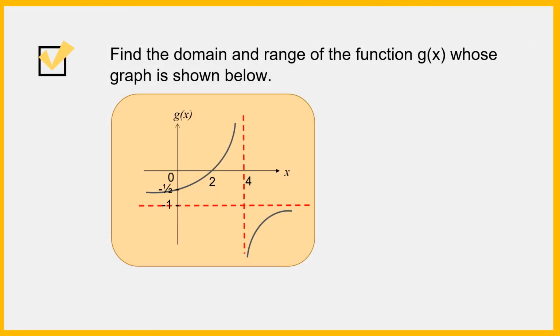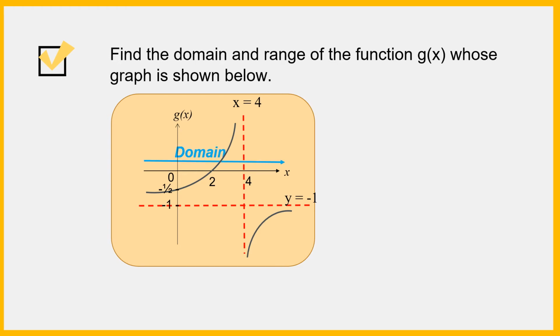In the next example, we need to find the domain and range of the function g(x), whose graph is shown below. Here we have a rational function graph. Observe that there are two asymptotes. That is x equal 4, the vertical asymptote, and y equal negative 1, the horizontal asymptote. Thus, our function g(x) is not defined for x equal 4 and y equal negative 1.